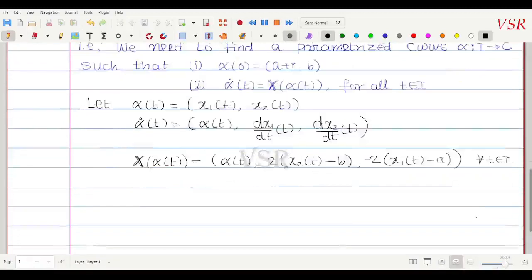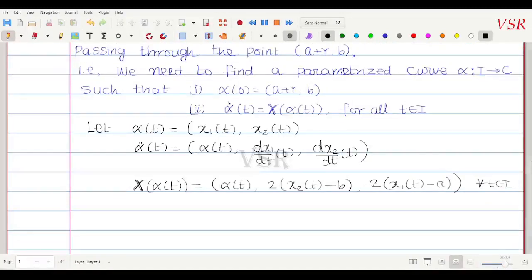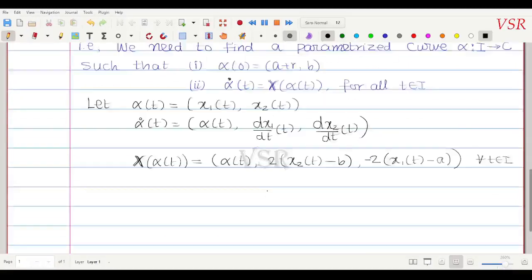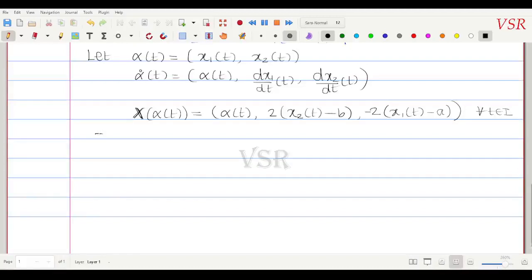Now what do we need? The condition alpha dot of t equals this. From this we can see that dx1 by dt at the point t equals 2 times (x2 of t minus b), and dx2 by dt at the point t equals minus 2 times (x1 of t minus a).